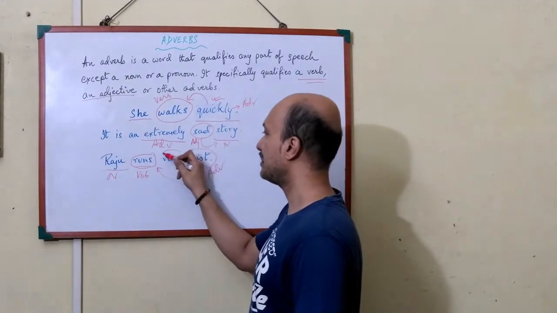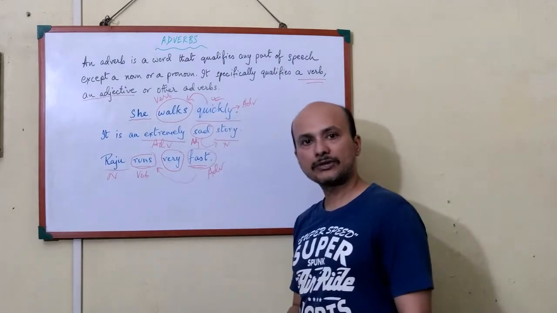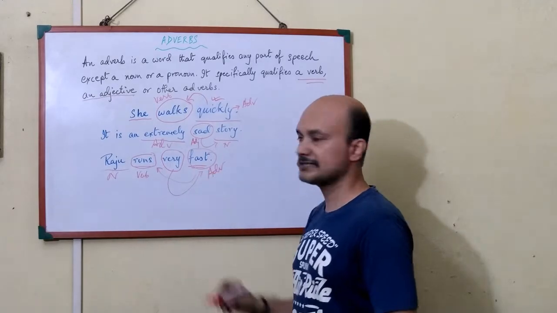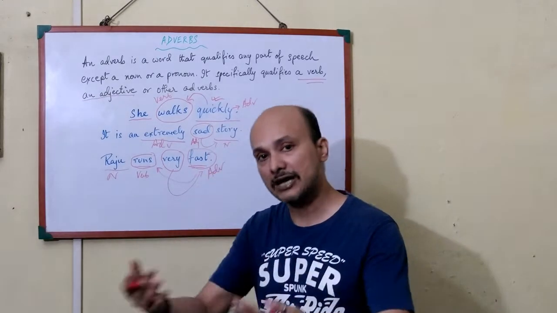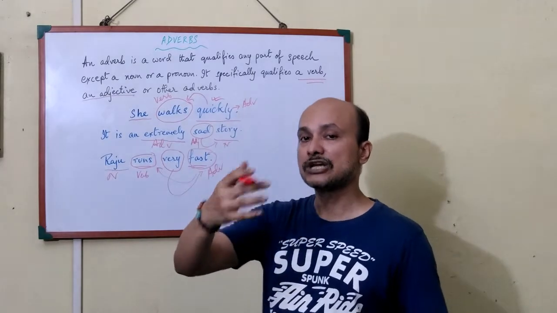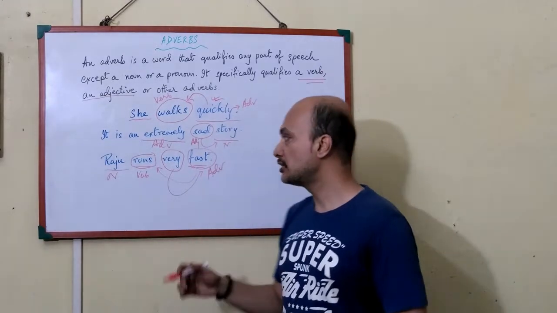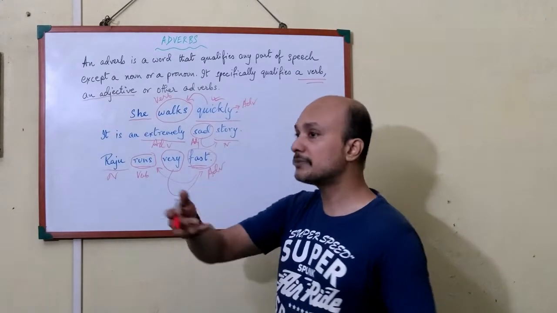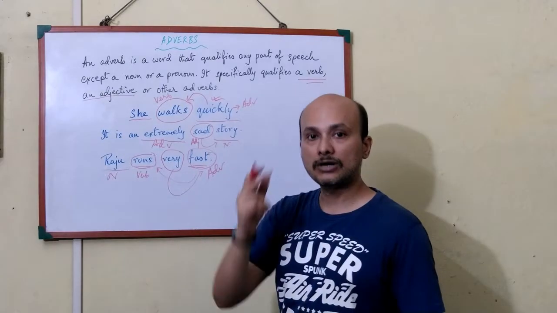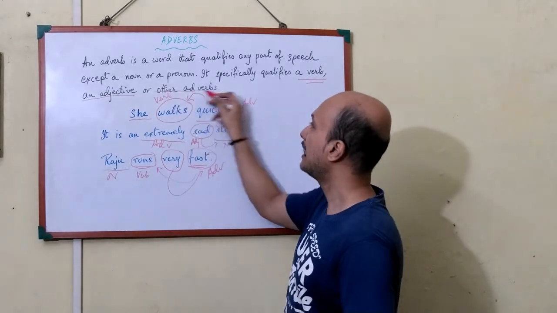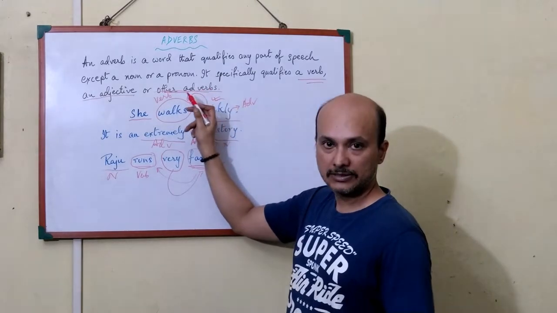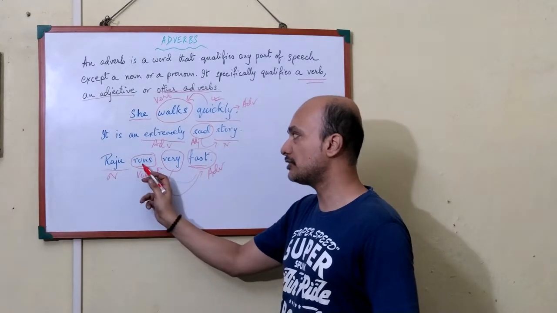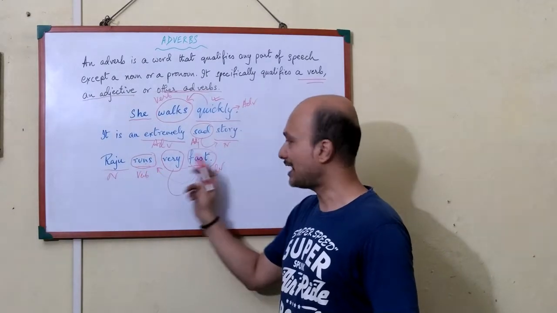Now let us come to this word, very. What does this word very do? Very is saying something about this word, fast. How fast? Very fast. That means it is qualifying the word fast. What is the word fast? The word fast is an adverb. A word which qualifies an adverb is also an adverb. See in the definition, other adverbs. An adverb qualifies other adverbs also. So fast is an adverb already, because it is qualifying the word runs, which is a verb.